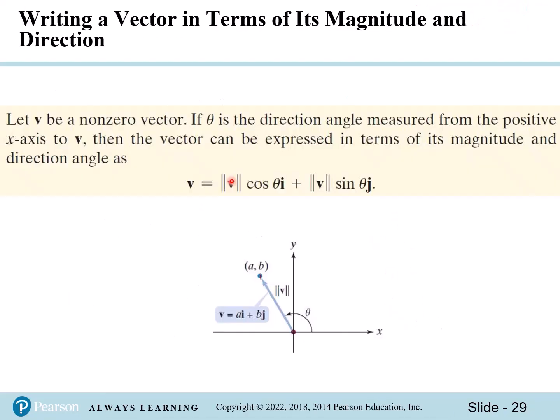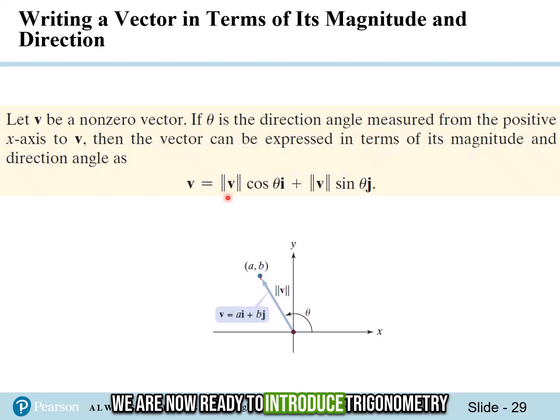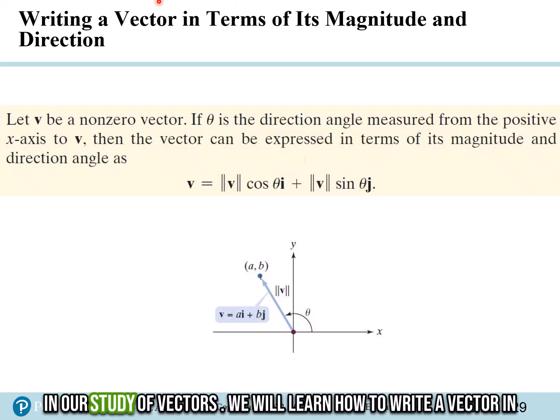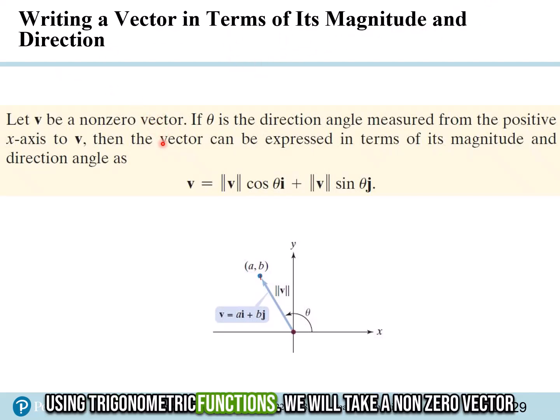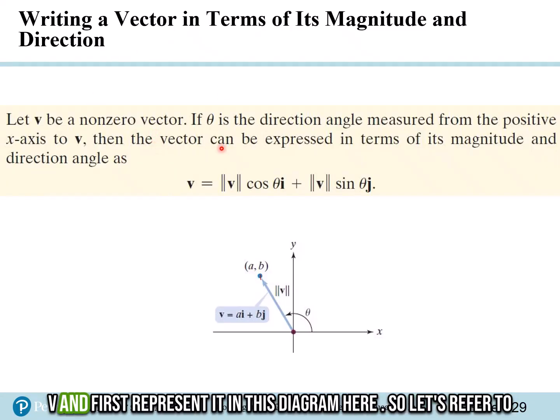All right? We are now ready to introduce trigonometry in our study of vectors. We will learn how to write a vector in terms of its magnitude and direction using trigonometric functions. We will take a non-zero vector v and first represent it in this diagram here. So let's refer to it.